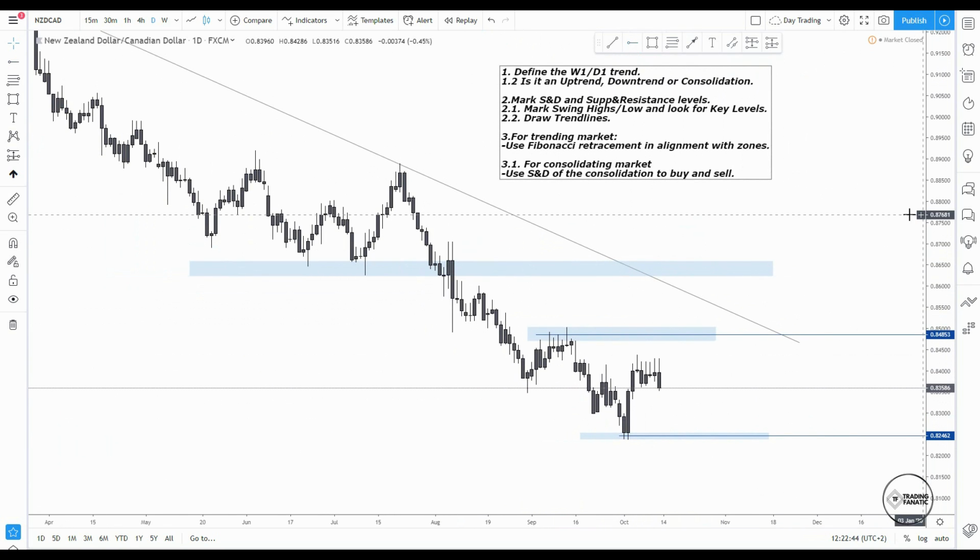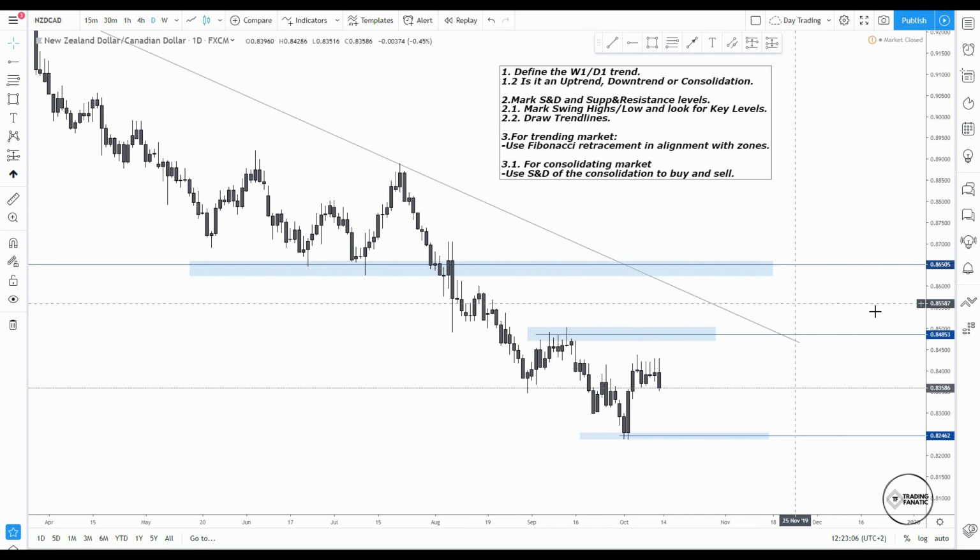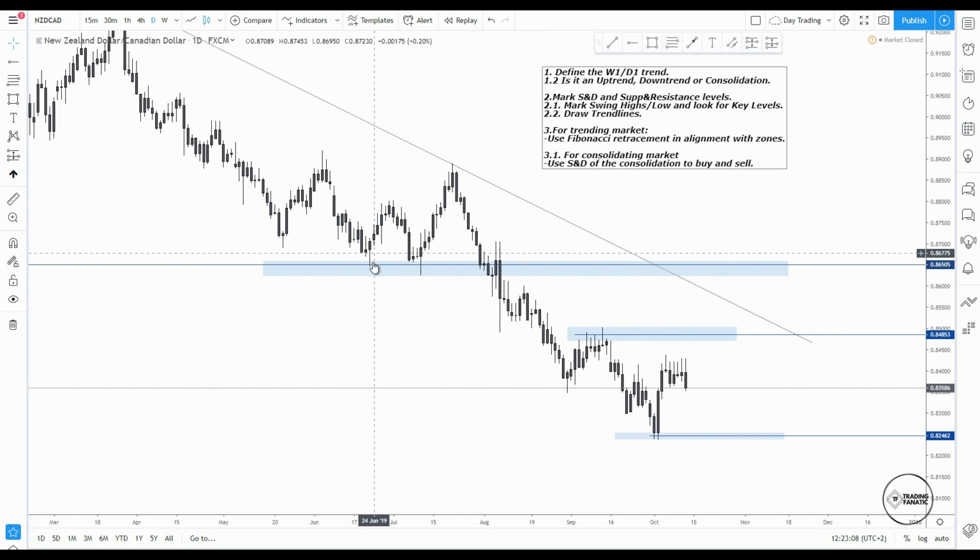Another detail is that we have to look for key levels. Key levels in the markets are round numbers and numbers that the market tends to respect. In order for you to find those, you have to be spending a lot of time on the charts learning those levels. I will give you a quick example here. 86,500 is a key level, and you can see price tapped here 2 times and found massive support.